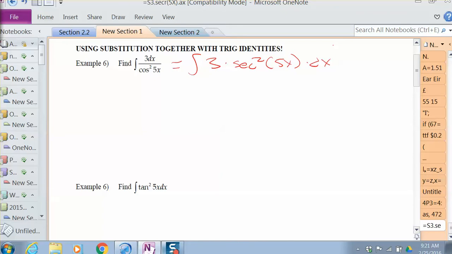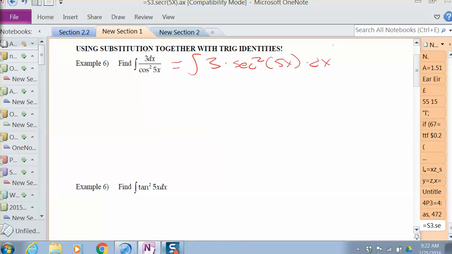Now, why is that advantageous? Why is it good to have secant squared 5x? Do we know what the antiderivative of secant squared is? Yeah. What is it? Tangent x. So this will make life a little easier for us if we do it this way.